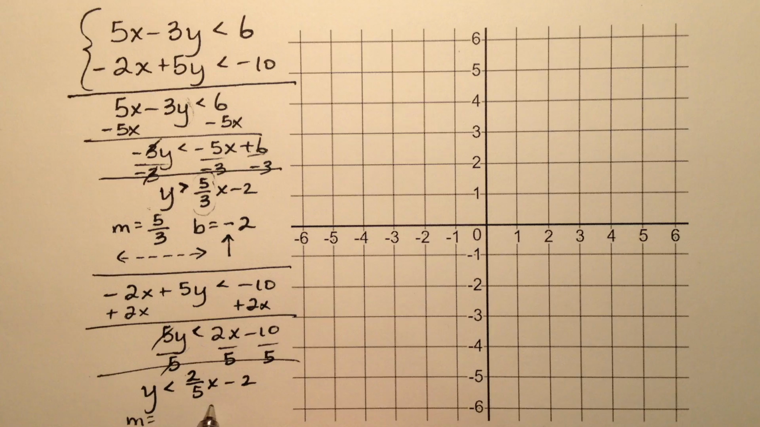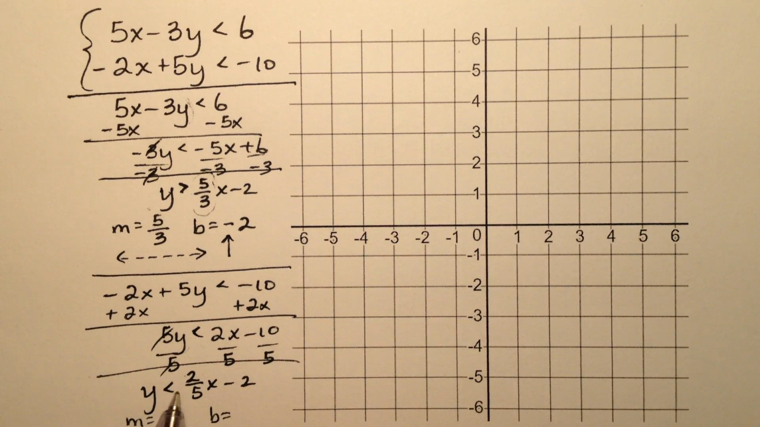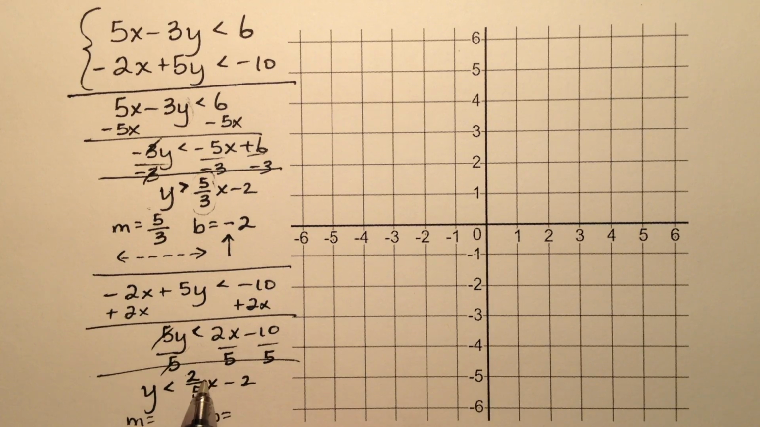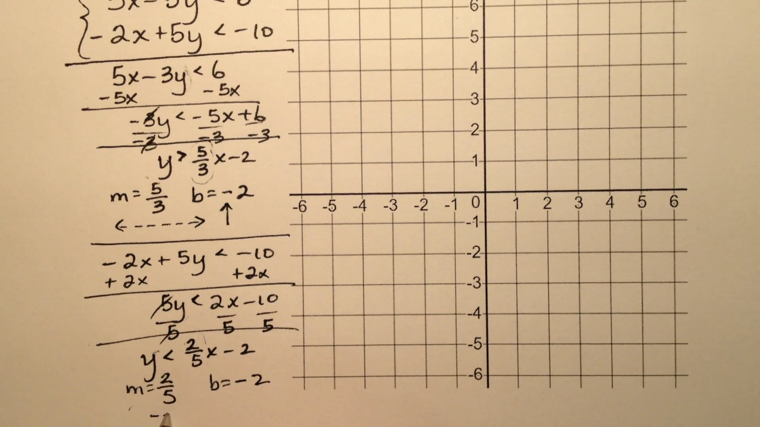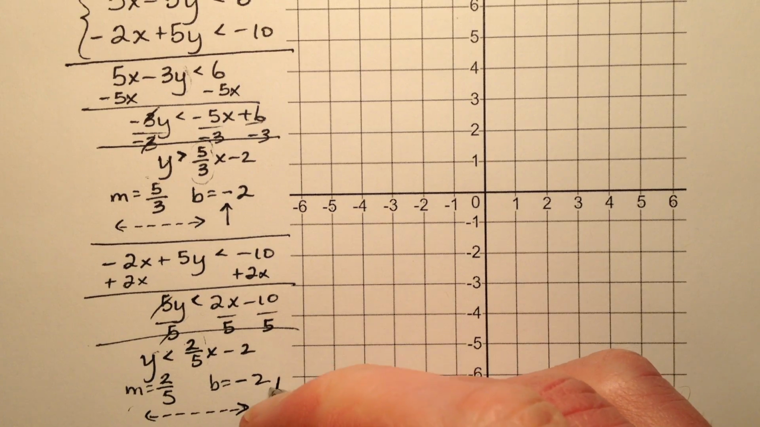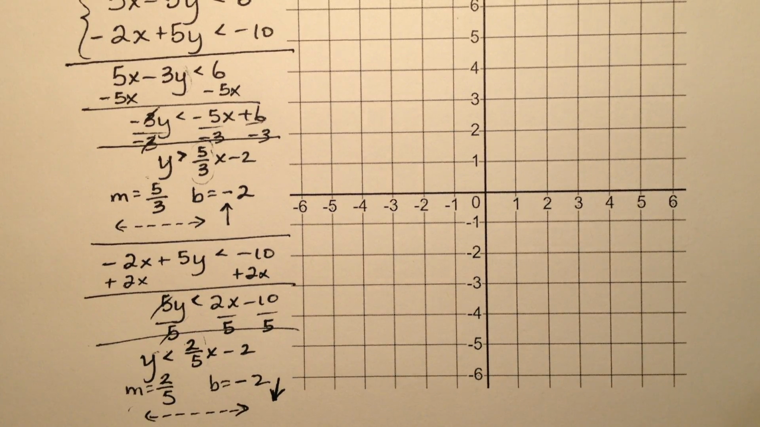And my 4 pieces of information, let's start with our slope. Our inequality is now in slope-intercept form. So my slope is the coefficient of my x, which is 2/5. My y-intercept is negative 2 right here. This line is going to be a dashed line, since it's not equal to, it's just less than. Also, we're going to shade below the line since it's less than.